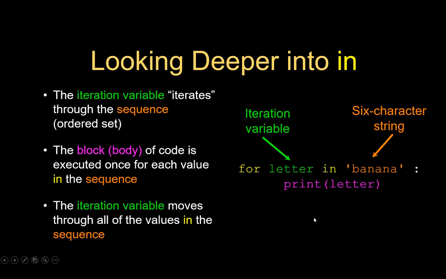And we have the reserved word in, which is saying that for each letter that we find in this string, we're gonna run this loop. So that's a bit more dissecting what happened in the previous slides.